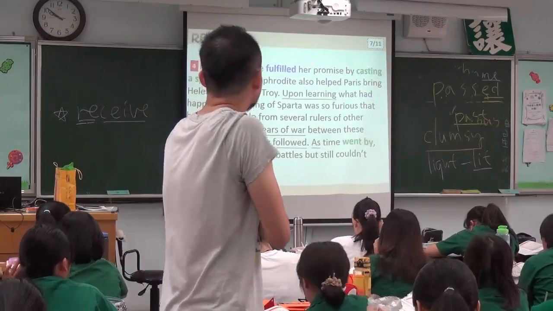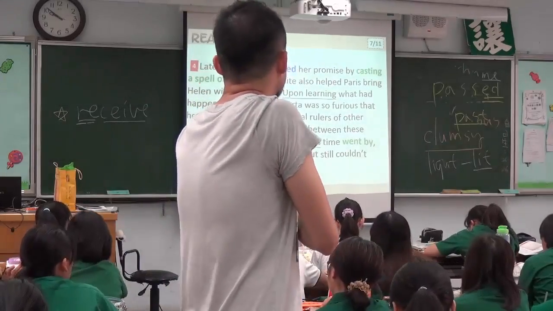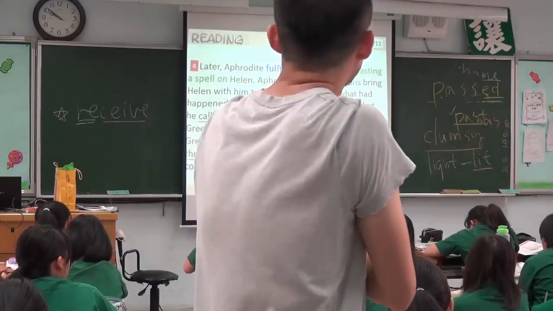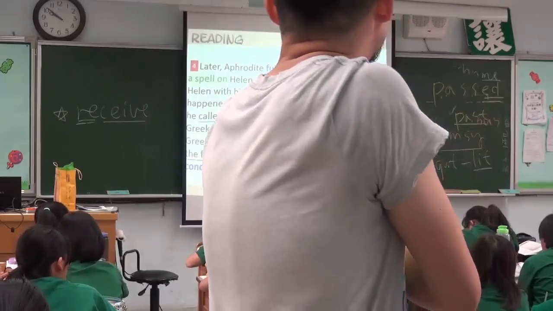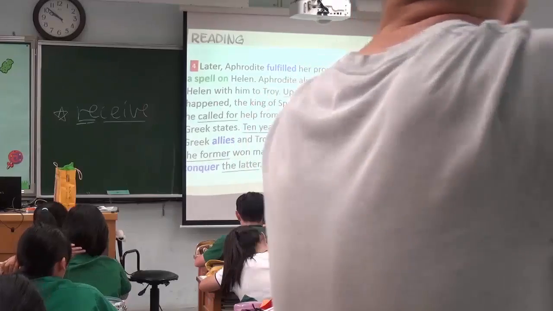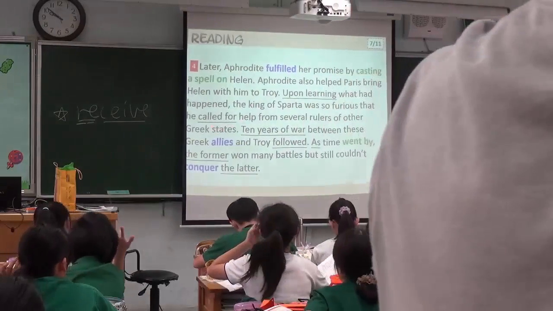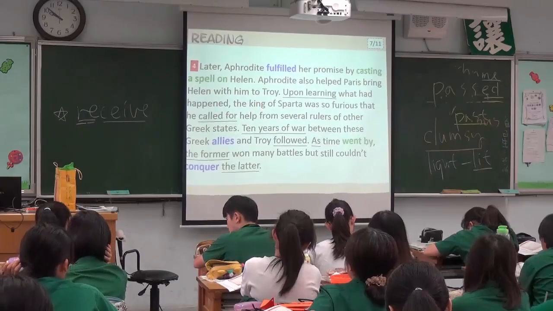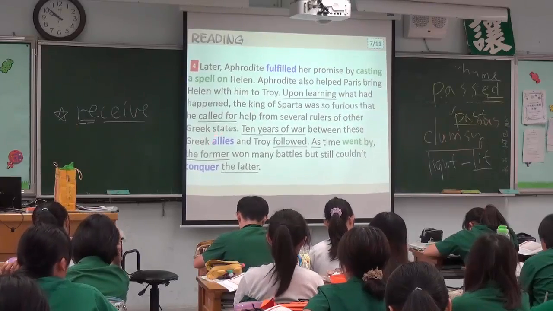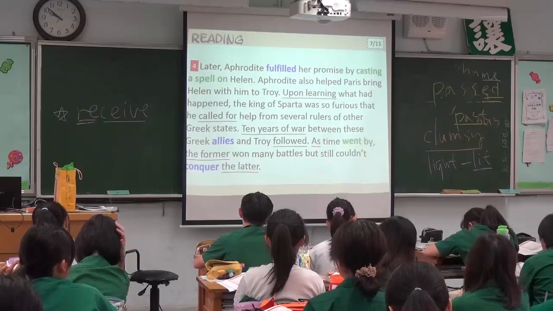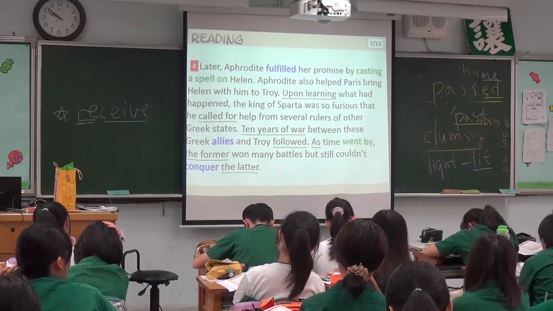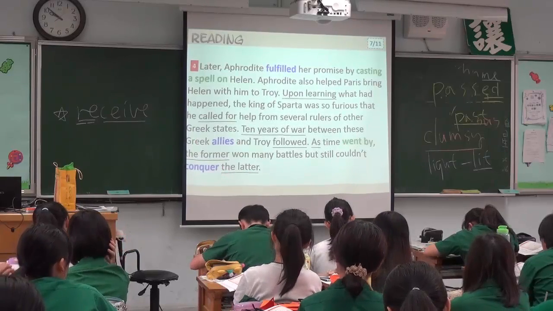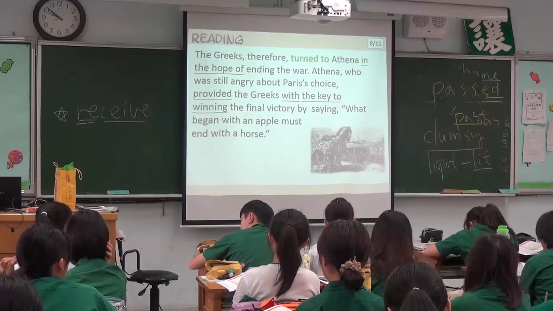Fulfill the promise by casting a spell on Allen. And for diving, also help Paris bring Allen with him to Troy. Upon learning what had happened, the king of Sparta was so fierce that he called for help from several rulers of other Greek states. 10 years of war between these Greek allies and Troy followed. As time went by, the former won many battles, but still couldn't conquer the later. Yeah, could you please cover one more paragraph?